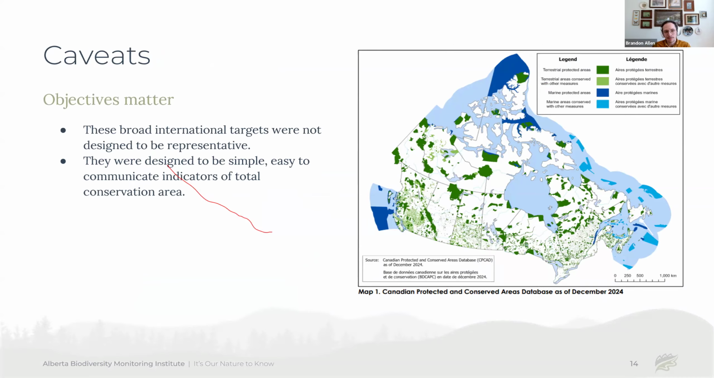First is just that objectives really matter. The goal of these 30 by 30 targets are for international targets. They were meant to be broad targets. They weren't designed to be representative of all habitat types. They're meant to be simple, easy to communicate tools to just help increase the amount of protected and conserved areas across Canada. So this isn't a critique of these targets saying we're not meeting them or they're not doing exactly what they want. These are meant to be simple targets of just adding more protected areas. They're doing what they're meant to do, but there's a lot of nuance in there that's worth diving into to understand what aspects of biodiversity these protected areas are conserving.